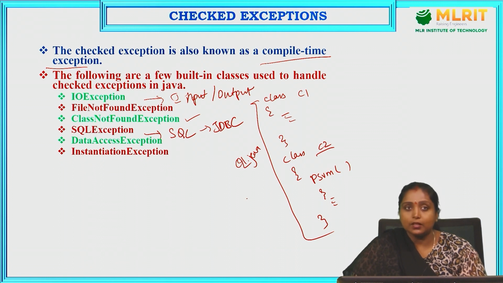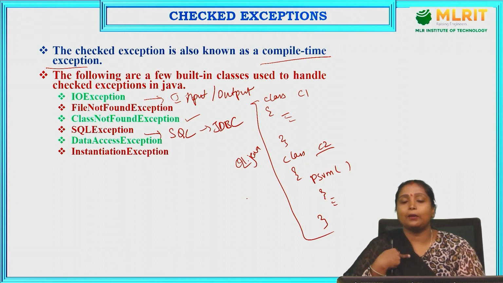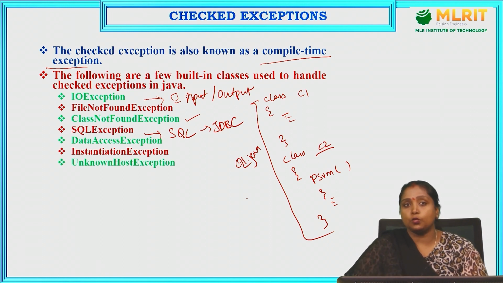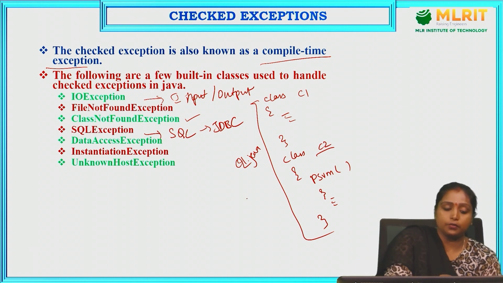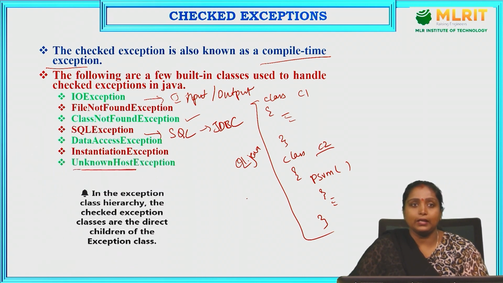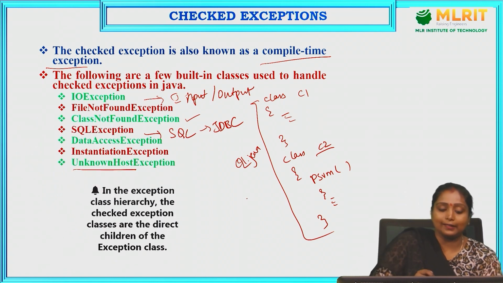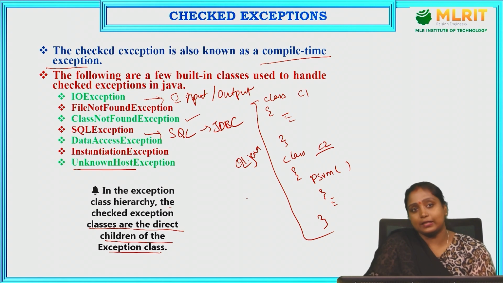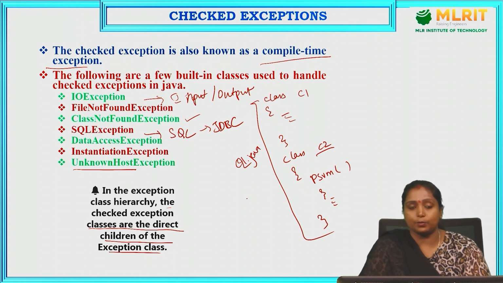Instantiation exception: if I am writing an interface and I try to instantiate an interface, then you will get the instantiation exception. And unknown host exceptions, this is related to servlets. If you are trying to access an unknown host, then the unknown host exception will happen. So, in this exception class hierarchy, the checked exception classes are the direct children of the exception class.